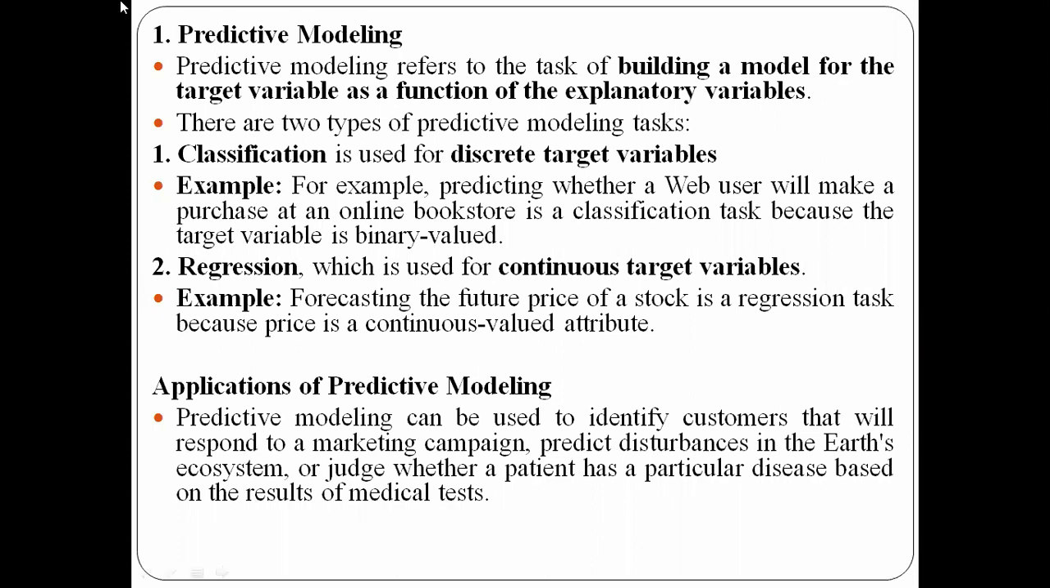In predictive modeling, we build a model for the target variable as a function of explanatory variables. There are two different kinds of predictive modeling. One is classification and the second one is regression. Classification will be used whenever you have discrete target variables. Discrete means integer values. If you have integer values of the target variable, then we can use classification. The second one is regression. Regression will be used whenever the target variable is continuous. Continuous means it is a mixture of both integer values and floating point values.